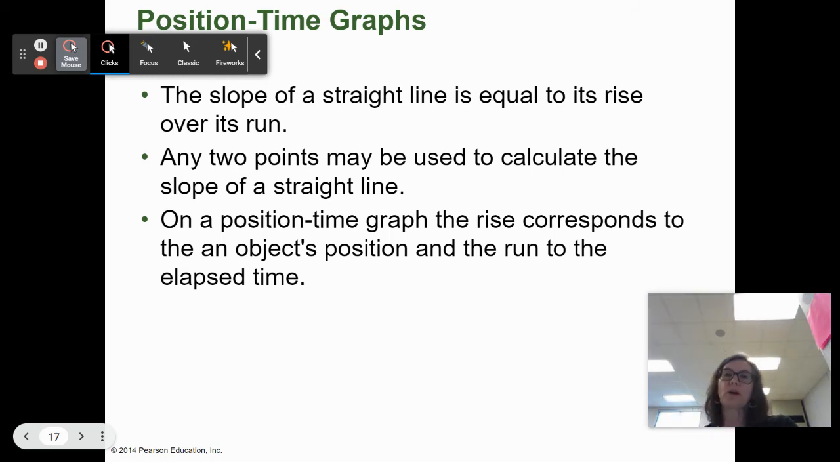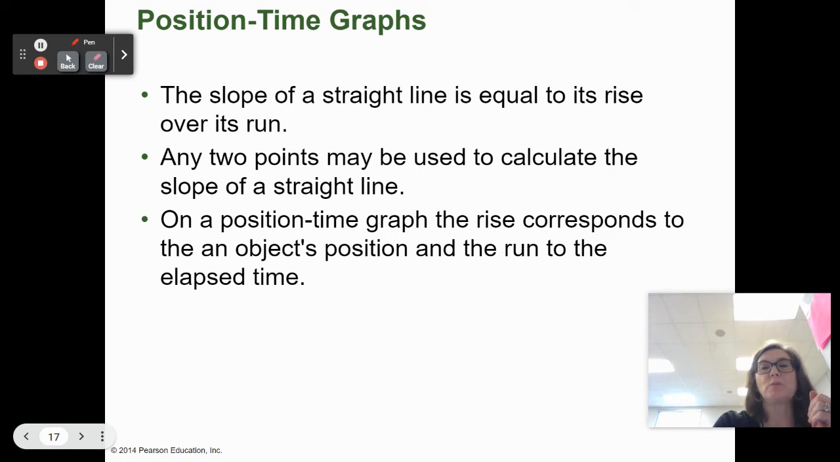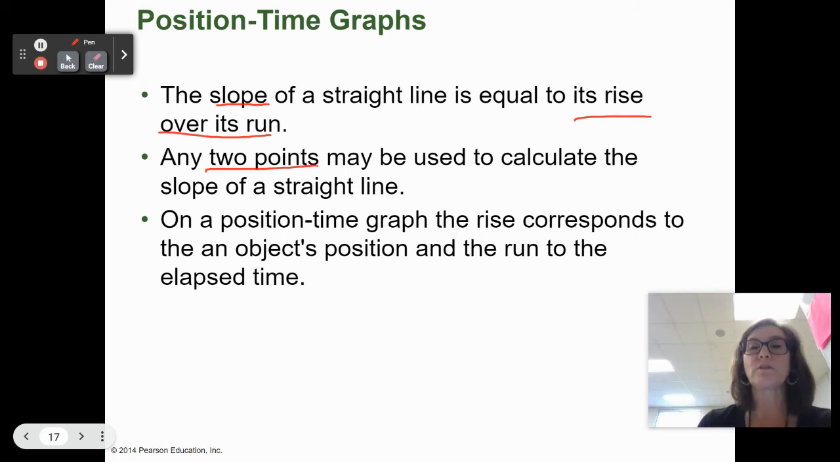So the slope of a straight line is equal to its rise over run. Remember, that's one of the ways we've learned in math to find slope. Slope is rise over run. And we can use any 2 points on the line, on the graph, or in the data table to find slope. On a position versus time graph, the rise, of course, is going to be your y-axis, and your run is going to be your x-axis. So your y is going to be your position, and your x-axis is going to be your time.